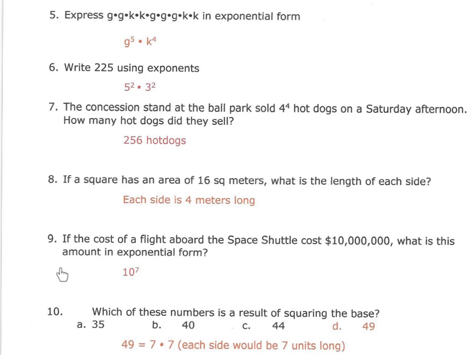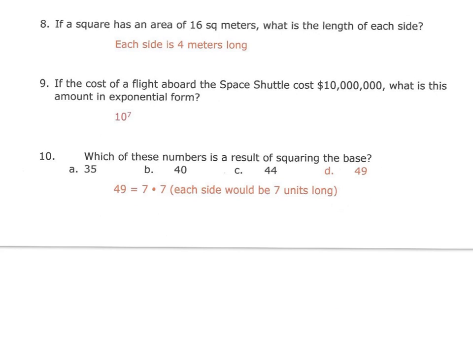Number 9, if the cost of a flight aboard the space shuttle costs $10 million, what's the amount in exponential form? In exponential form, the answer is 10 to the 7th power. Number 10, which of these numbers is a result of squaring the base? Remember up here, a square has all the sides that are the same. So if we square the base, the answer is 49. 7 times 7 is equal to 49.